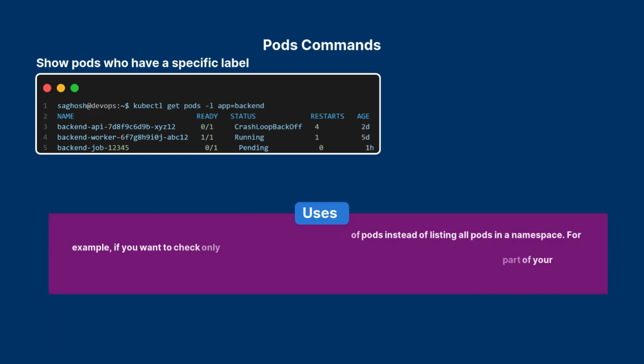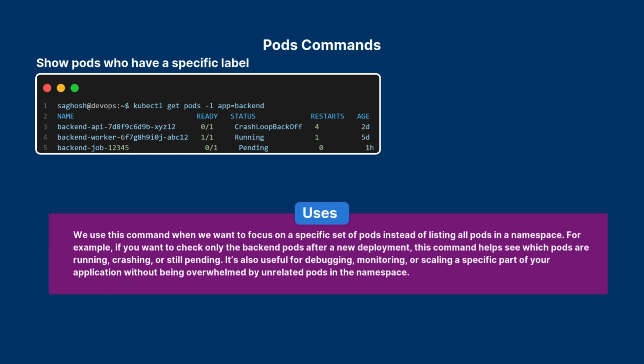We use this command when we want to focus on a specific set of pods instead of listing all pods in a namespace. For example, if you want to check only the backend pods after a new deployment, this command helps you see which pods are running, crashing, or still pending. It's also useful for debugging, monitoring, or scaling a specific part of your application without being overwhelmed by unrelated pods in the namespace.